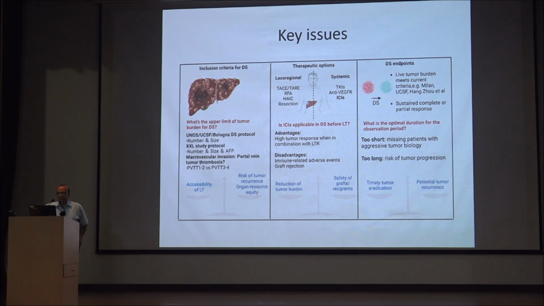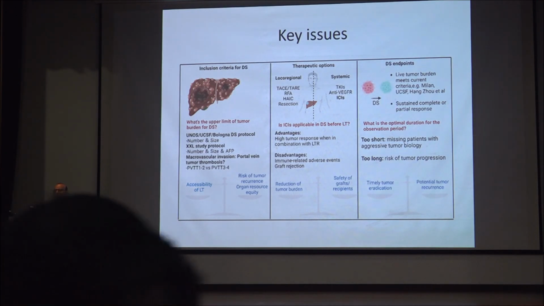The key question remains whether macrovascular invasion, a portal vein tumor thrombus or a hepatic vein tumor thrombus should be considered even for downstaging or disregarded for transplant. And then again, in tumor thrombosis, is it the early thrombus restricted to the liver, or should we also consider PVTT 3 and 4? I will elaborate in detail. And most important is the accessibility of LT.